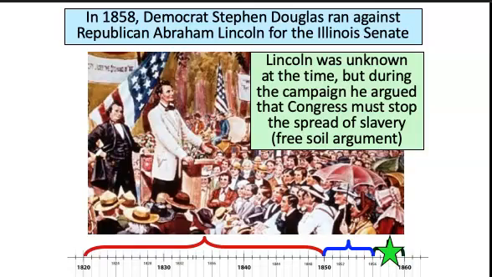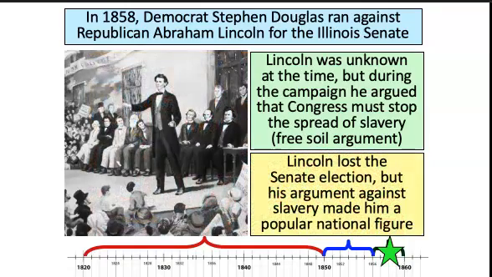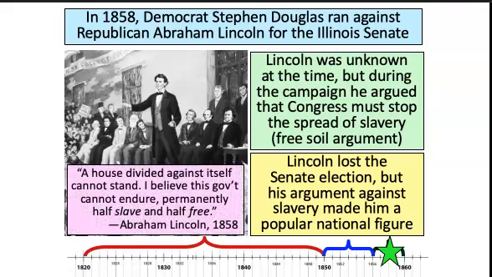But during the campaign, he's going to argue that Congress had to stop the spread of slavery. It's the free soil argument. Now, Lincoln will lose the Senate election. Stephen A. Douglas will win re-election. But the argument against slavery is going to make Lincoln a national political figure. Probably the most famous part of his argument is in this quote right here.